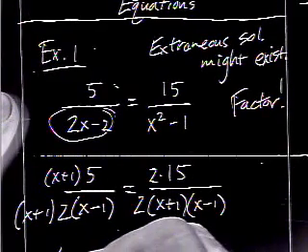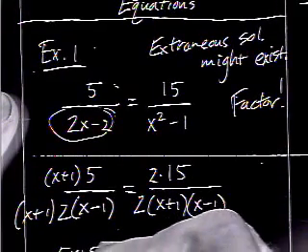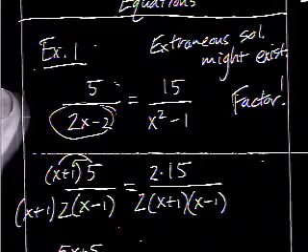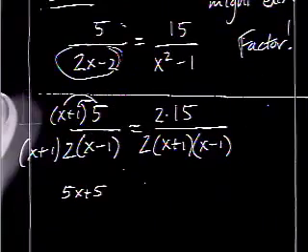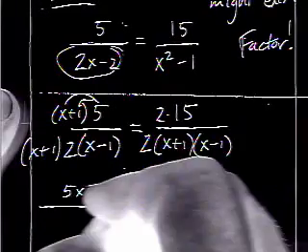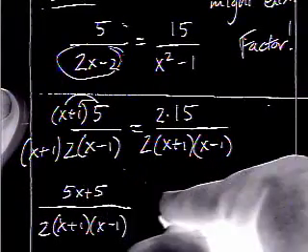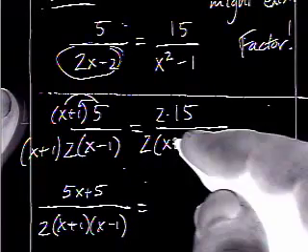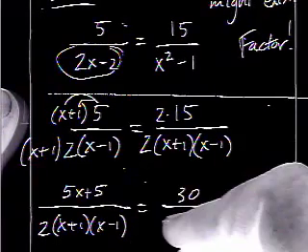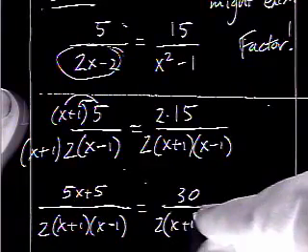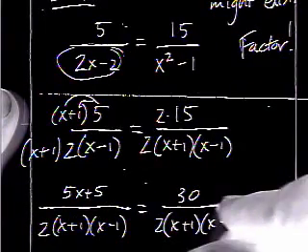So what we have here is 5x plus 5. That's if I distribute the 5 to that x plus 1, over 2 times x plus 1 times x minus 1. And 30 over 2 times x plus 1 times x minus 1.